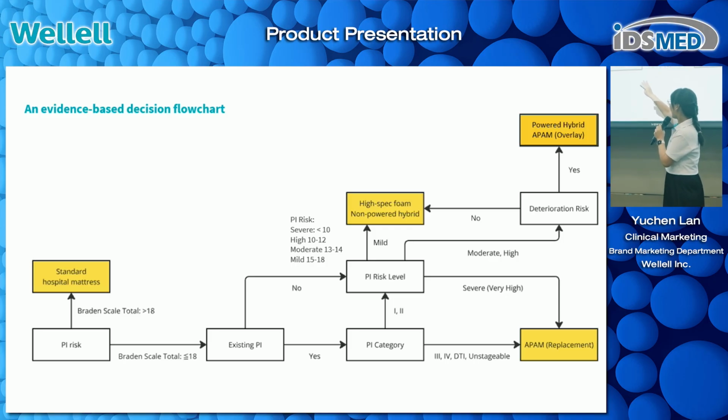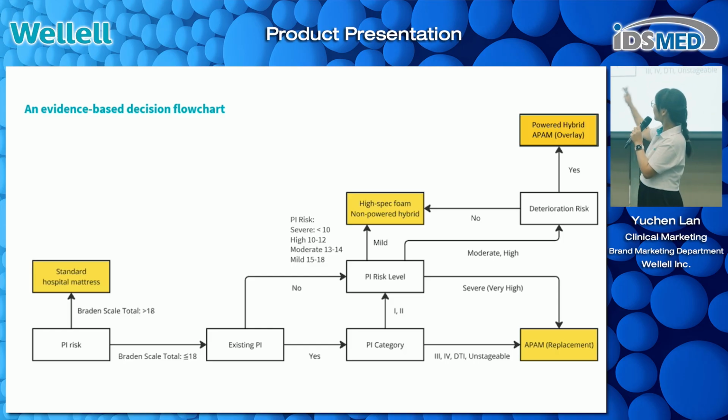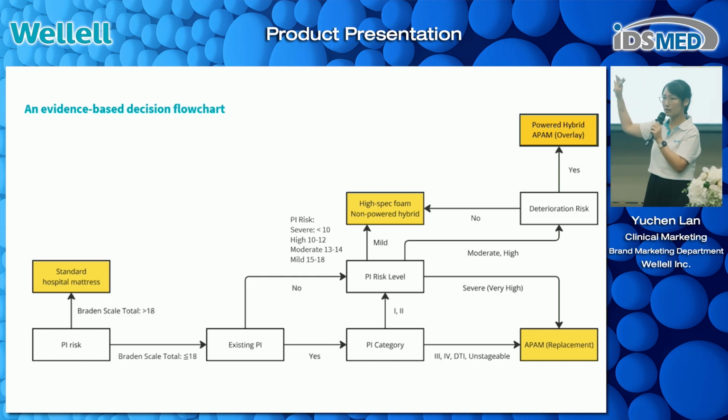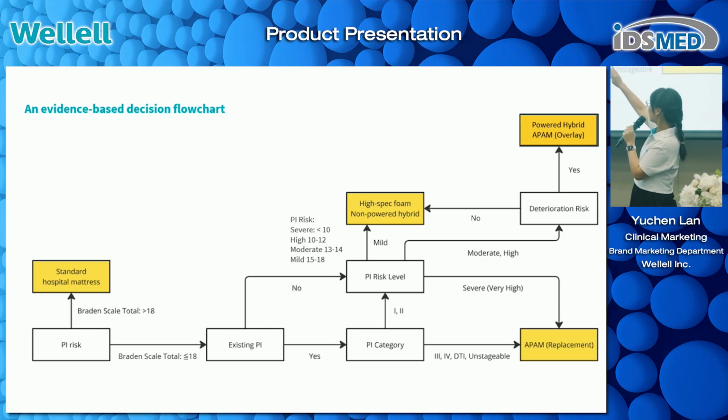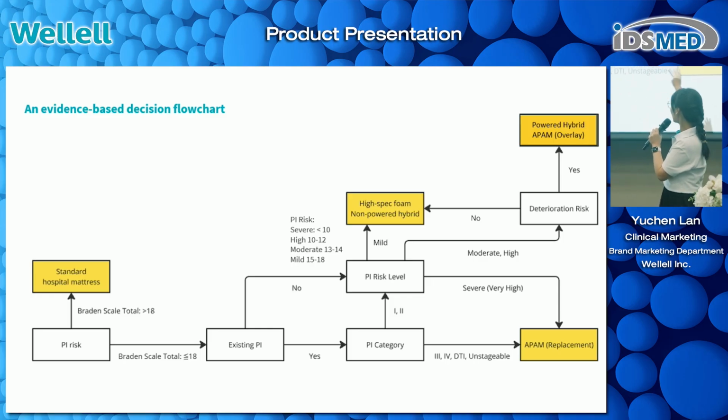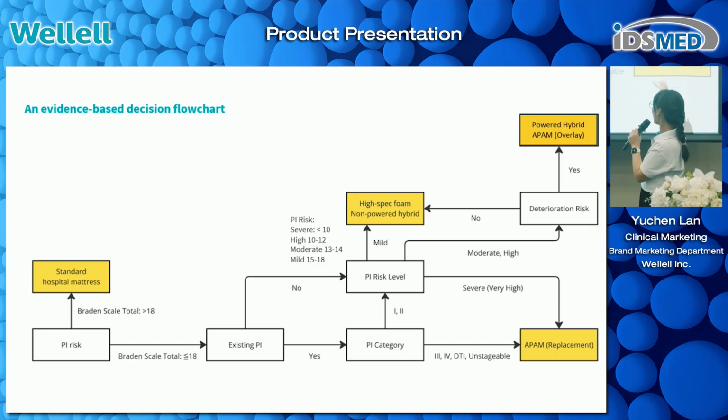If the patient also has wounds, but the category is lower, maybe just stage 1 or stage 2, or the patient does not have pressure injury wounds, then we could check their risk level again. Following the Braden scale, for the risk, high is 10 to 12, moderate is 13 to 14, mild is 15 to 18. So if the pressure injury risk level is severe, then we could also suggest they use the alternating pressure air mattress, replacement kind.